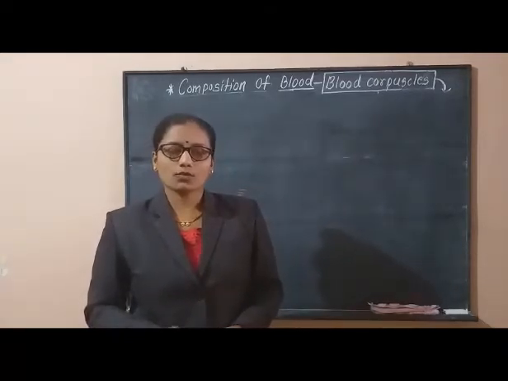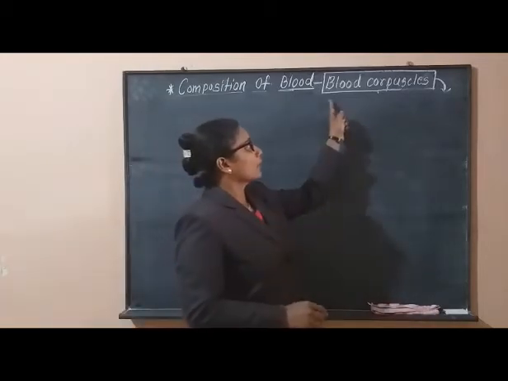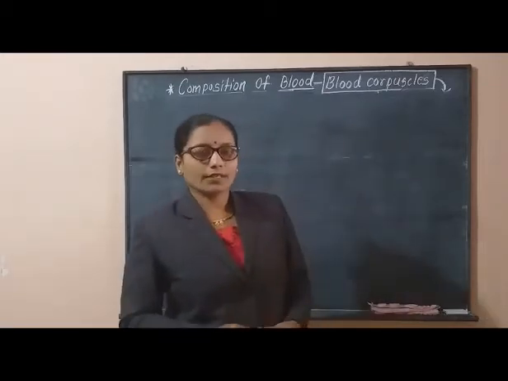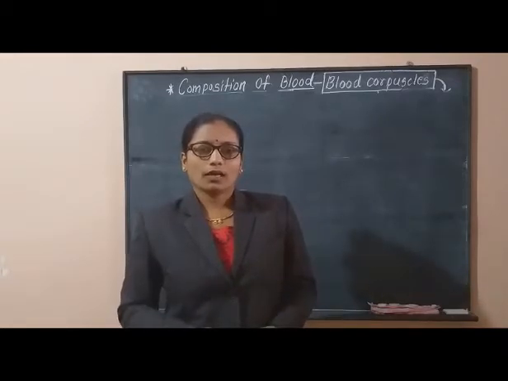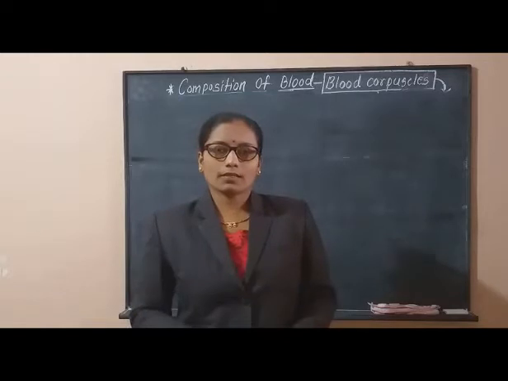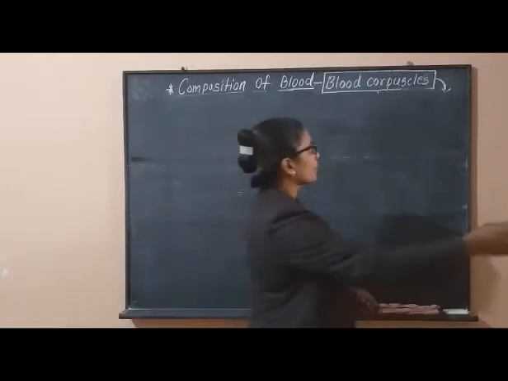That is, blood consists of two components. First one is plasma and second component is the blood corpuscles. Now, these blood corpuscles are of three types. First one is RBC, second one WBC and third one is platelets. From these three types, in the last lecture, we completed the RBC. Now, in this video lecture, we are going to study the second type, that is WBCs.